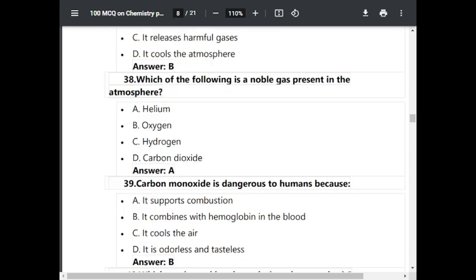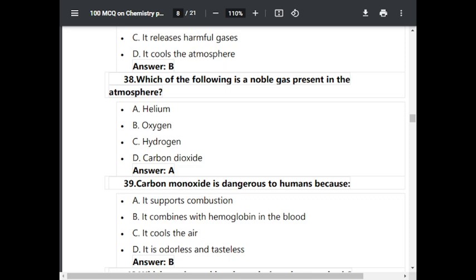Question number 38. Which of the following is a noble gas present in the atmosphere? Option A helium, option B oxygen, option C hydrogen, option D carbon dioxide. The correct answer is A, helium. Helium is a noble gas present in the atmosphere.